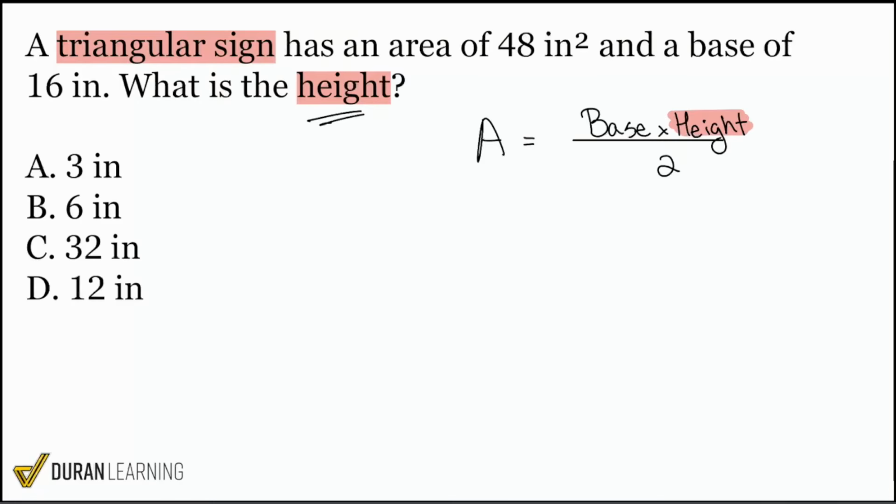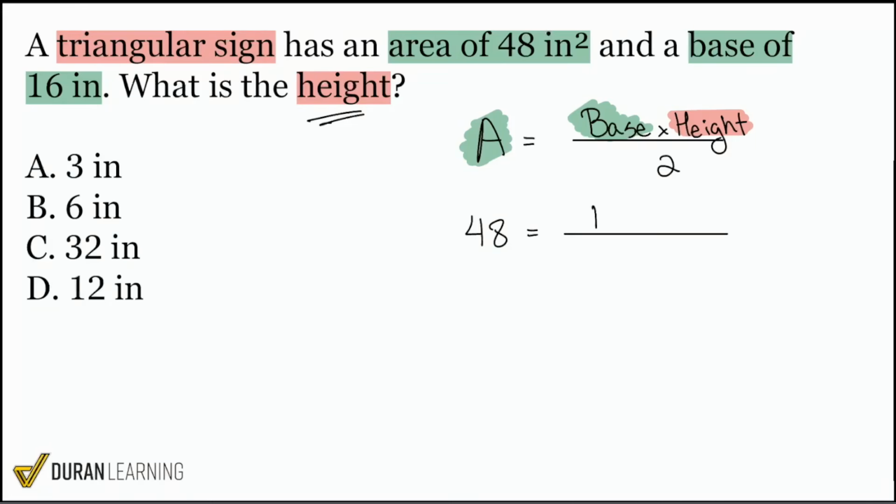So what that tells me is I should have something plugged in for A. I should have something plugged in for the base. And that's what these are going to be. Area is 48 square inches. And then we have the base is 16. We'll plug those values in exactly as we saw them, exactly where they're supposed to be. 48 for the area. My base is 16. My height I'm still looking for, so I'll leave that as a capital H. And then we have 2 right over here.